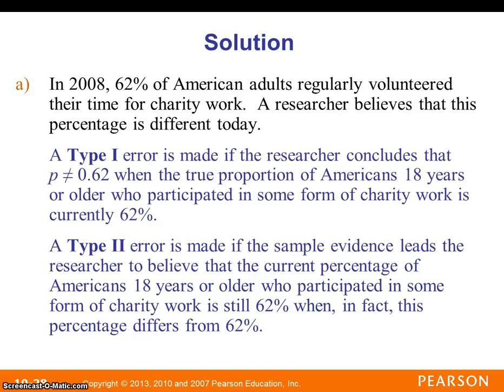So for part A, a type 1 error would be made if the researcher concludes that the proportion is no longer equal to 0.62 when the true proportion of Americans is actually equal to 62%. A type 2 error is made if the sample evidence leads the researcher to conclude that those who participate in charity work is still 62% when in fact the percentage is different from 62%.